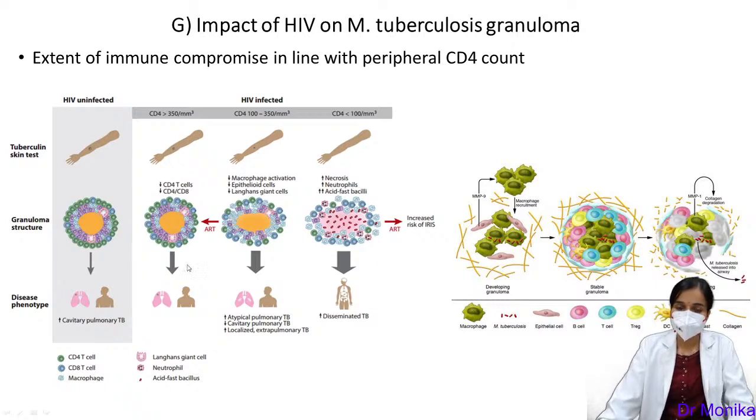So, here we can see that the HIV progression is not only affecting the granuloma, but it will also affect the presentation of the disease. Since we know that in HIV there is an immunosuppression and a reduction in the CD4 T cell count, there will be a decrease in the cavitation formation and hence the presentation will be mostly atypical.